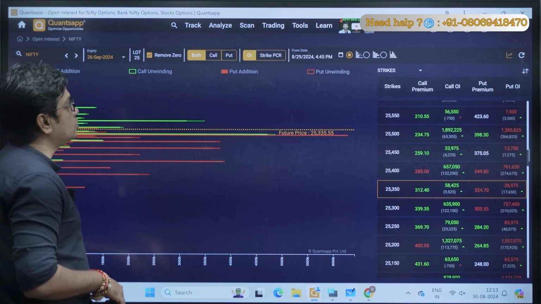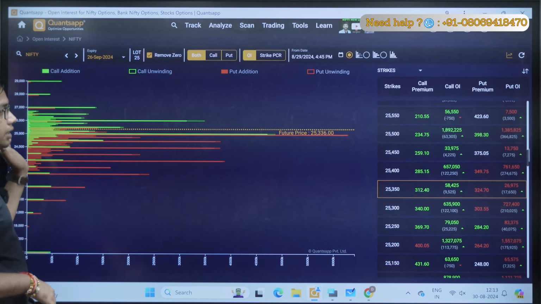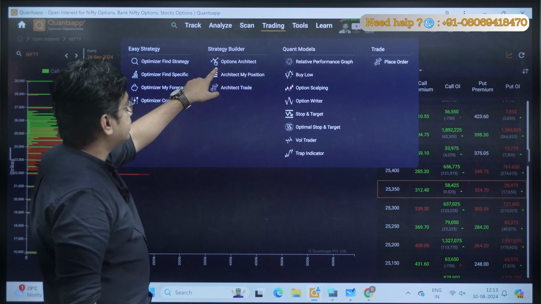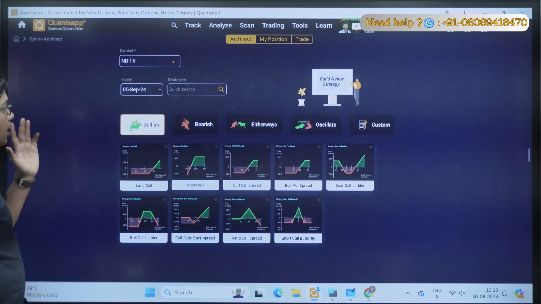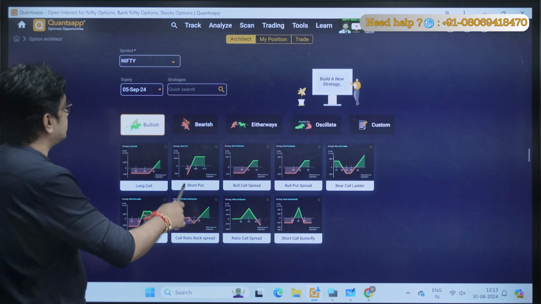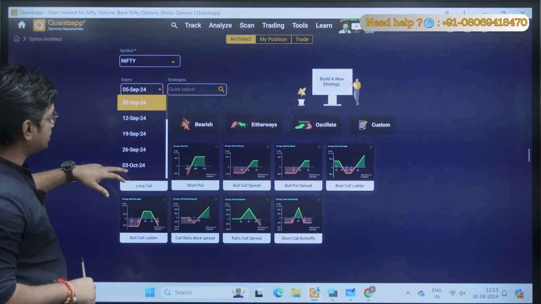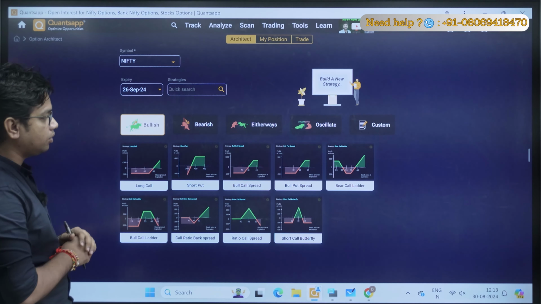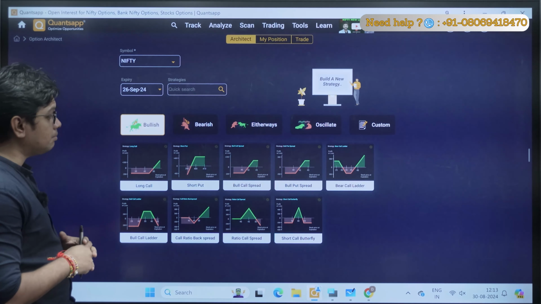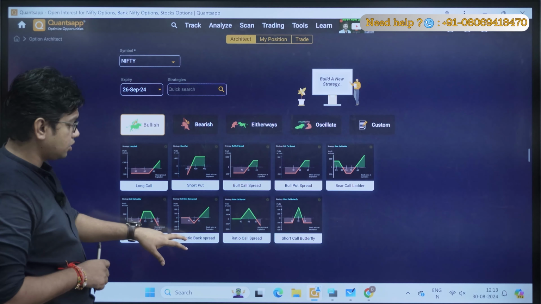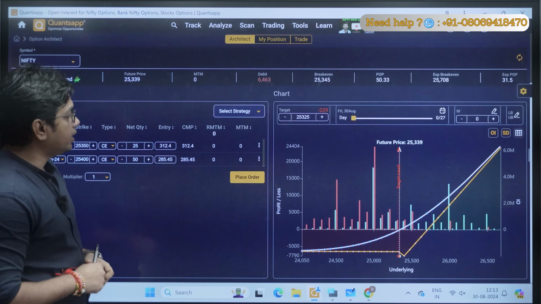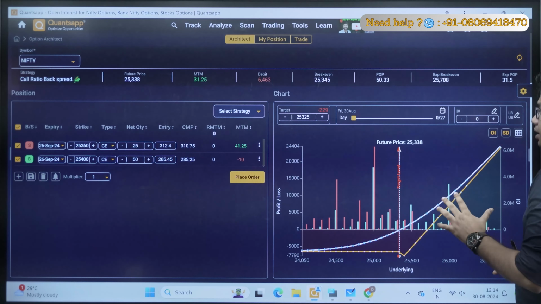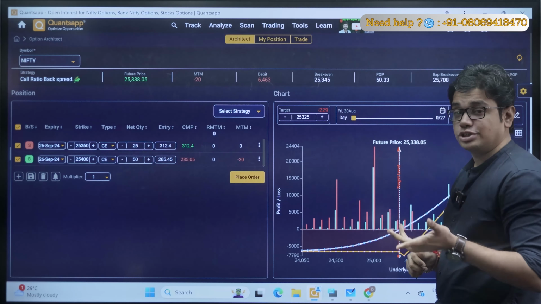Now to take the trade, here it is giving me a clear indication that Nifty might go up. I will go to trading, strategy builder, option architect. My view is bullish, so I will select bullish. For expiry, I will go ahead with the monthly expiry, I don't go with the weekly. Here I can go ahead with any of the spreads. My personal favorite is the call ratio back spread, so I will go ahead with that, because I can see the reward to risk ratio is more.